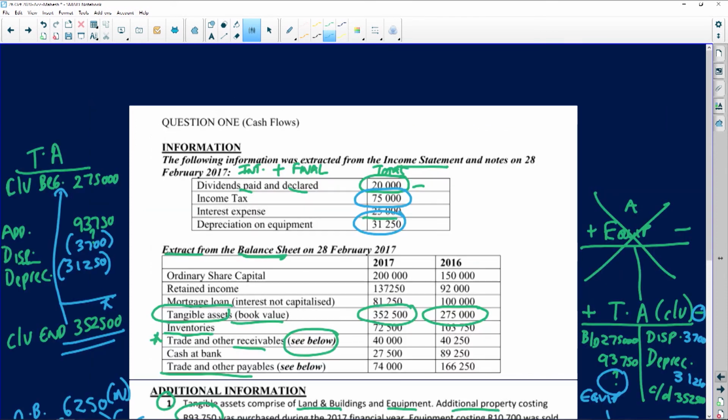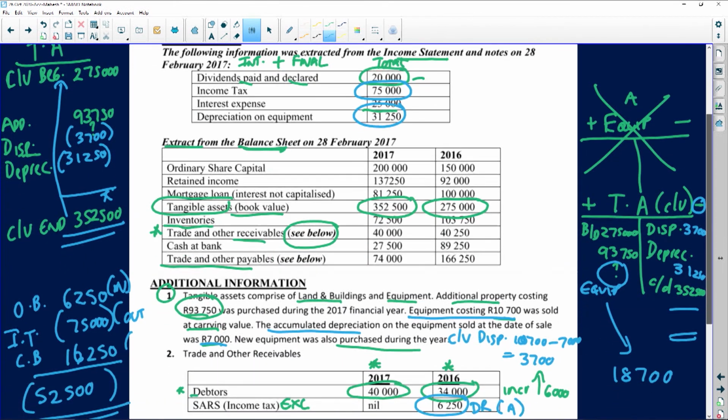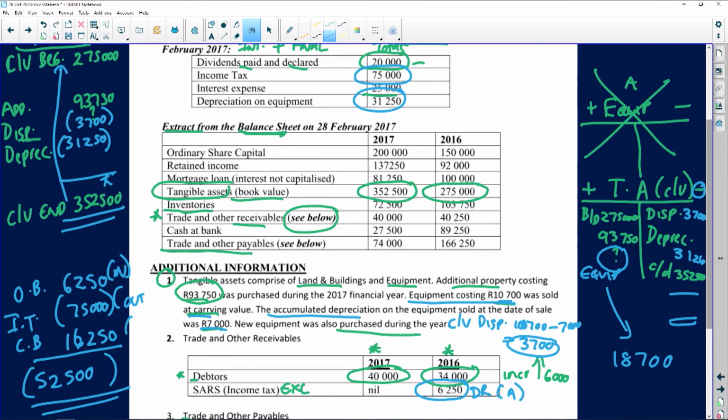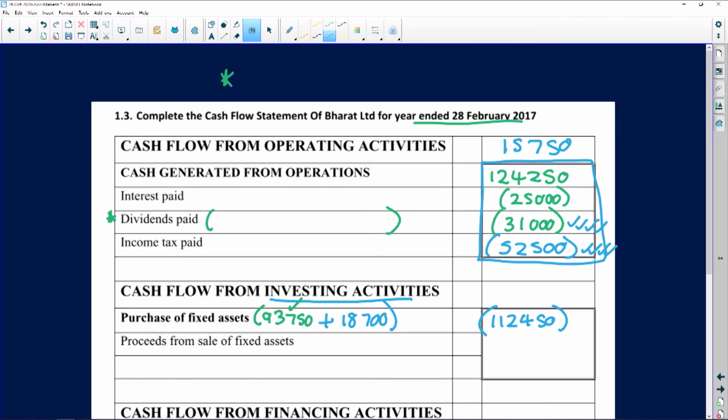Okay, right, let's now move on to the proceeds from the sale of fixed assets. So from our information that I already read, we did sell equipment during the year, and remember, it was sold at carrying value, and we already calculated the carrying value, which was 3,700. Remember, cost, right, minus the accumulated depreciation, so it was sold at 3,700 at carrying value. So that amount of 3,700, remember, that would be money going into your bank account because that's what you sold the asset for. So again, just remember, show your calculation in brackets.